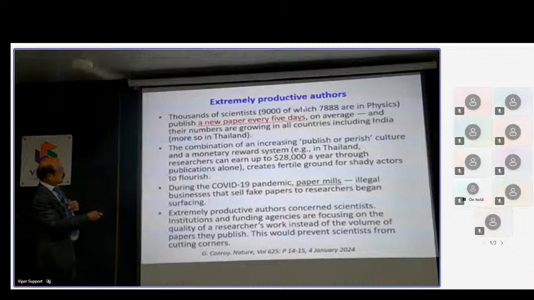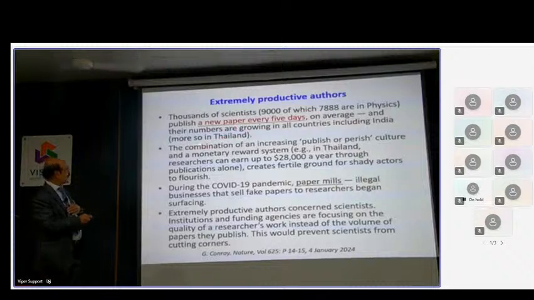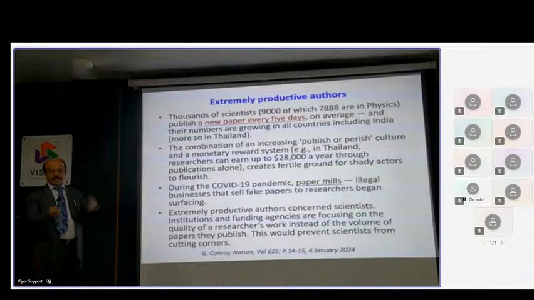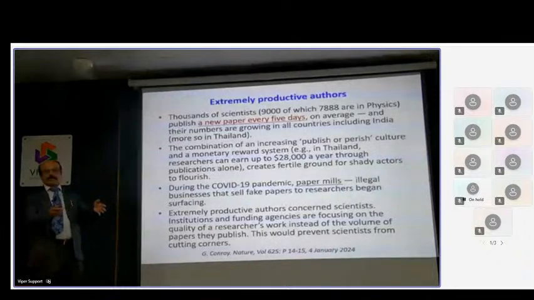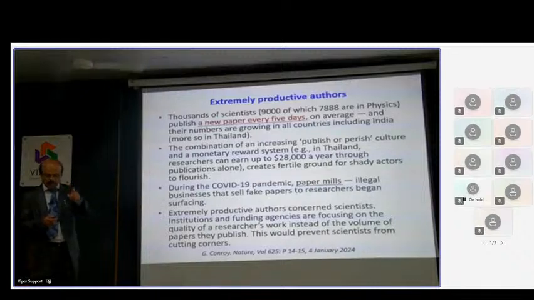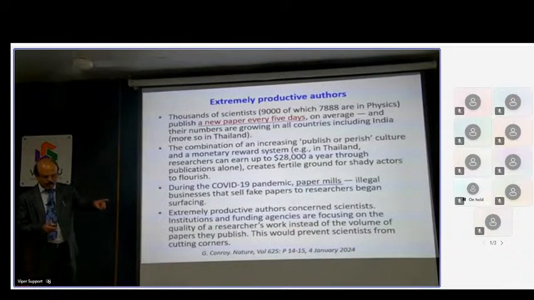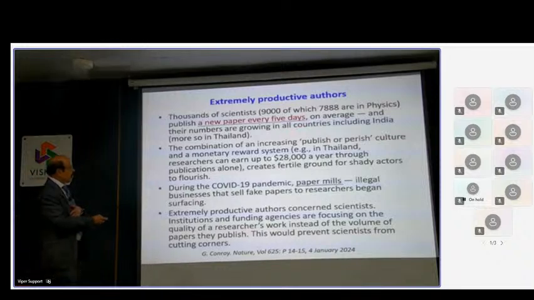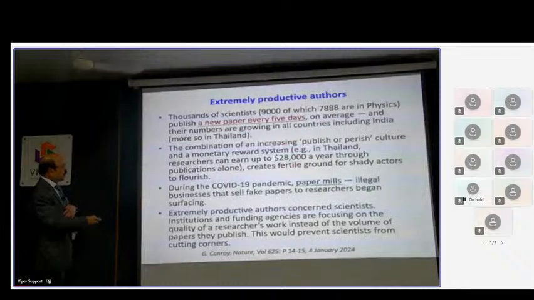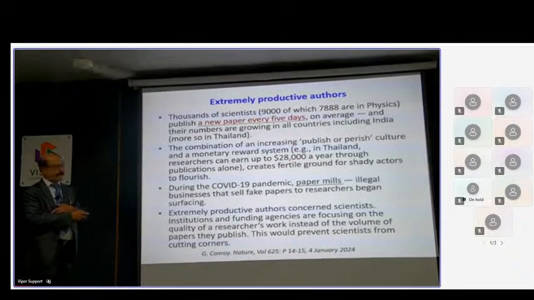Thousands of scientists, 7,800 of them in physics, publish a new paper every 5 days on average. And the numbers are growing in all countries, including India, and more so in Thailand. The combination of an increasing publish-or-perish culture and a monetary reward system is what I talked about, Ramesh. Yes, we do pay money. Because of money, people try publishing papers. No, it has to be reviewed by a third party, whether the paper is worthwhile to give a reward or not. That is more important. Some researchers can earn up to $28,000 a year alone; this becomes pocket money for them, publishing papers.